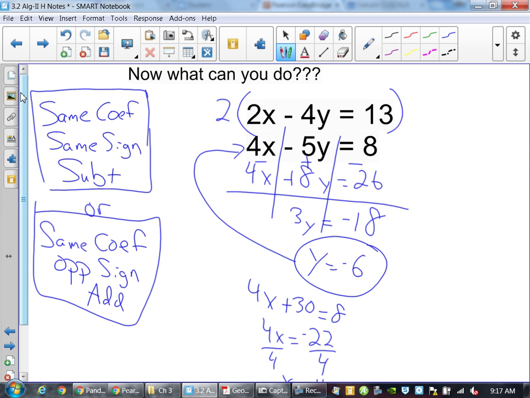My suggestion is that you look for the easiest one. Look for even numbers. Look for ones that you can just double or multiply by 3, something like that. Sometimes you have to multiply top and bottom to get a GCF, if you will, or an LCM. Each problem is a little bit different.